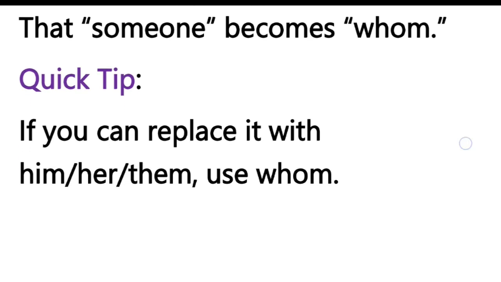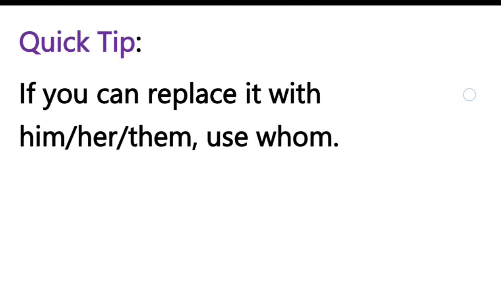There's a quick tip also that you need to remember. If you can replace it with him, her, or them, you can use whom then.